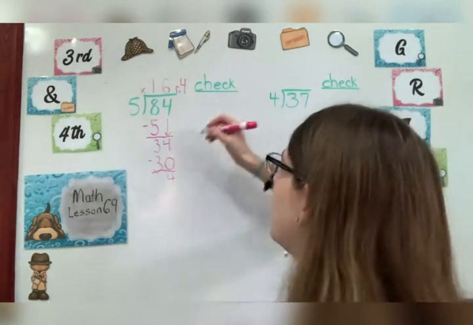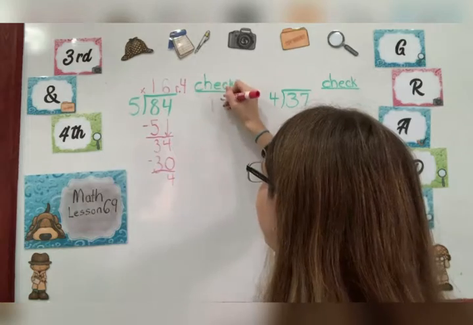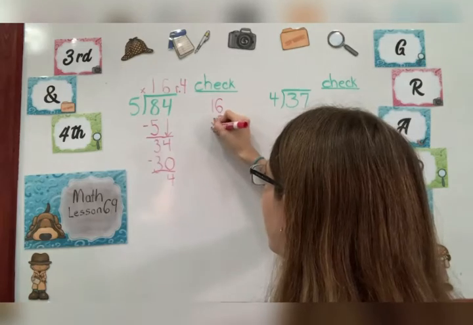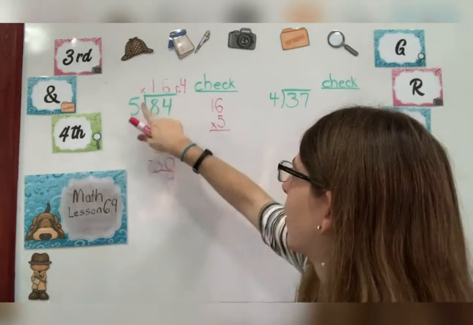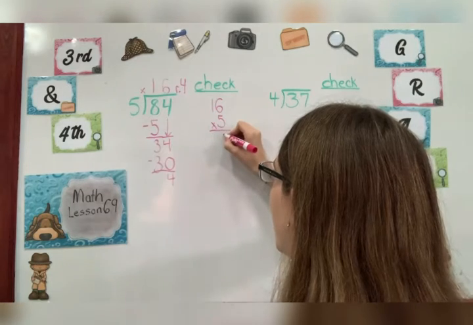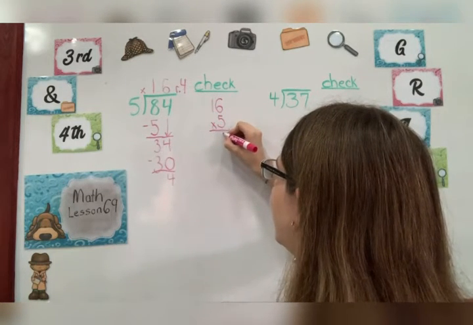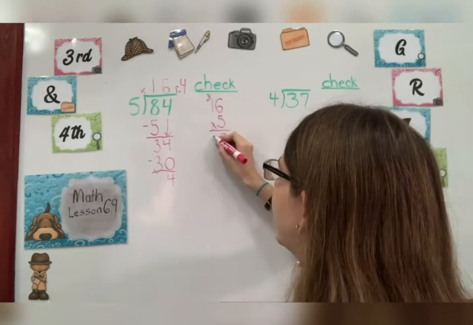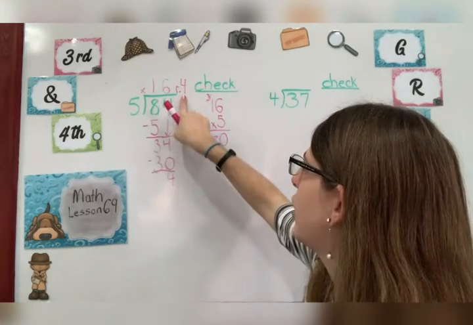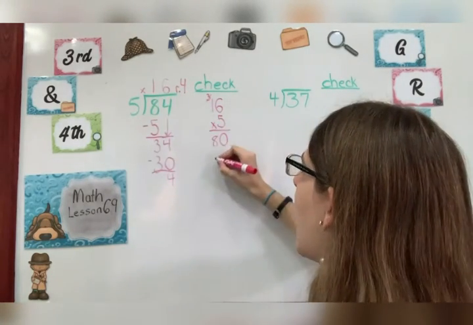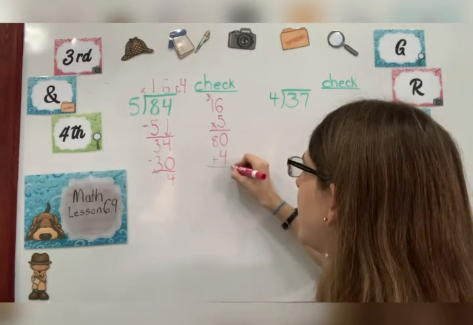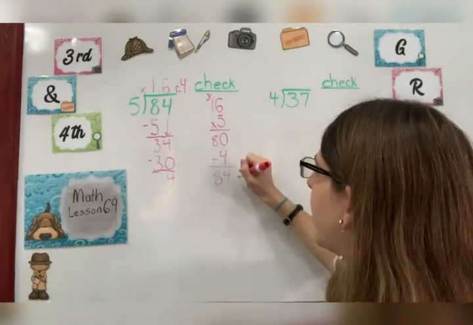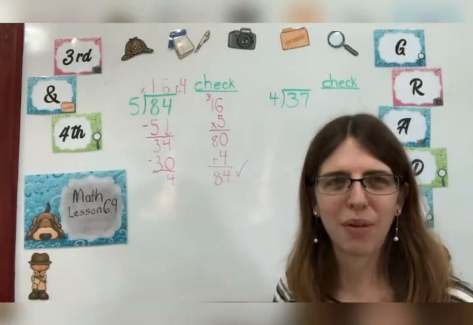Now to check, we multiply our answer, 16, times our divisor, 5. We want it to equal our dividend, our answer here inside the division house. So I start by multiplying. 5 times 6 is 30, carry my 3. 5 times 1 is 5, plus 3 is 8. Now because I had a remainder, after I multiply these two numbers, I always add my remainder. 0 plus 4 is 4, bring down my 8. 84 and 84 match, so my answer is correct.